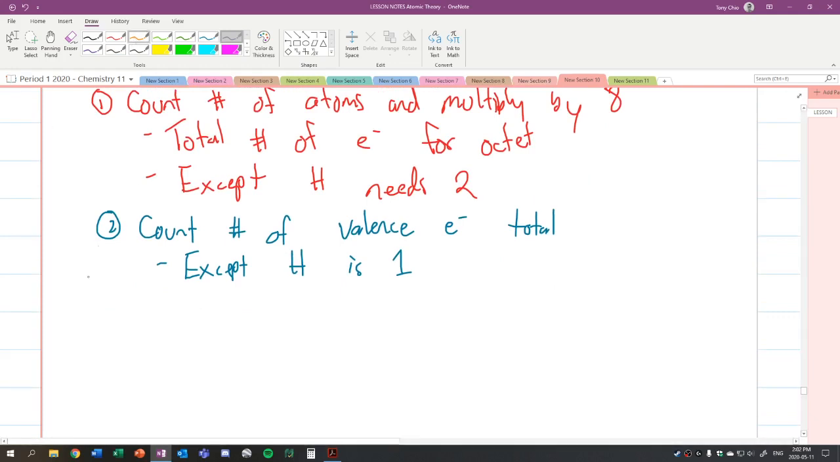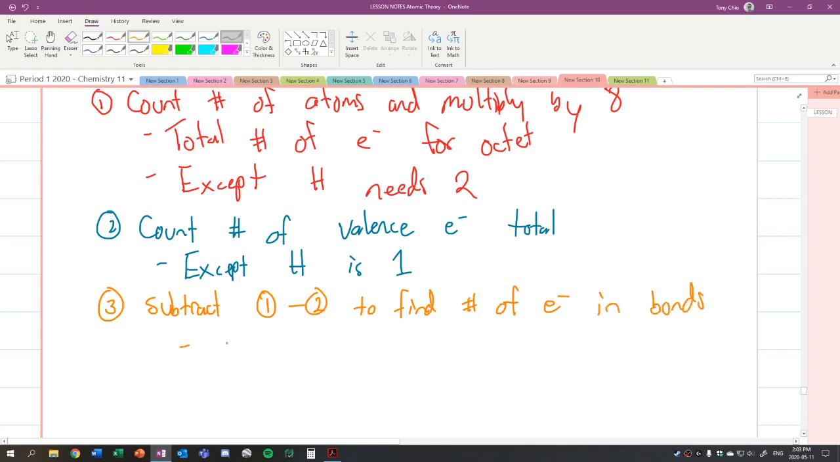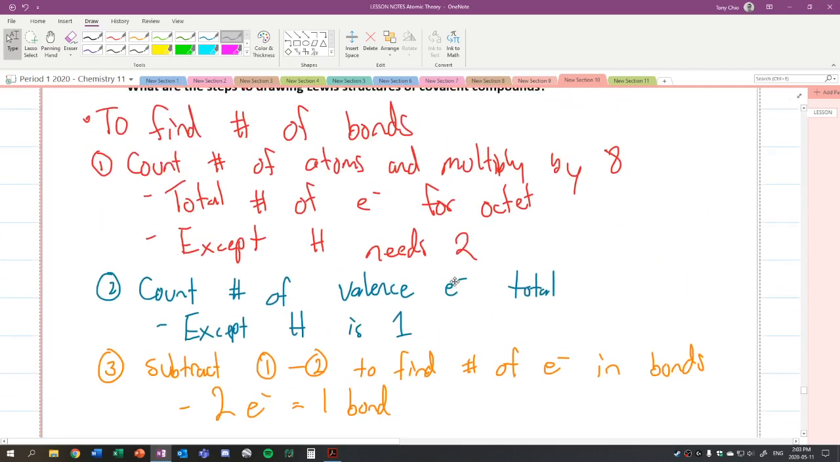The last step to find the number of bonds is this. Subtract step 1 from step 2 to find the number of electrons in bonds. Remember, 2 electrons equals 1 bond. So if you have 8 electrons, that's 4 bonds. So this is a way to find the number of bonds.